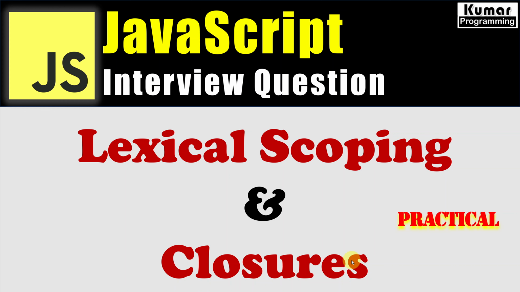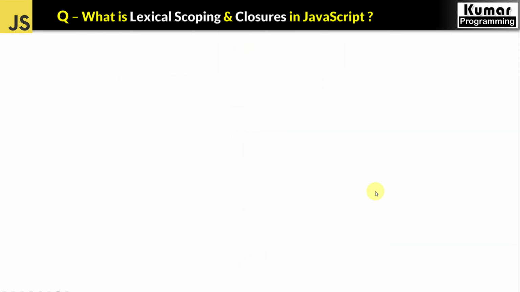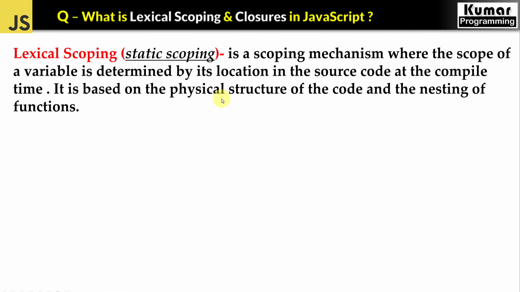So now let's start. So what is lexical scoping and closure in JavaScript? Now let's first understand the definition. Lexical scoping is also known as static scoping, okay? And it is a scoping mechanism where the scope of a variable is determined by its location in the source code at the time of its compilation. And it is based on the physical structure of the code and the nesting of functions.